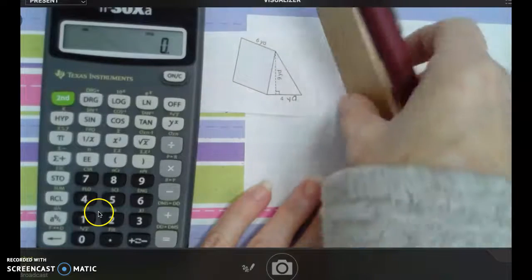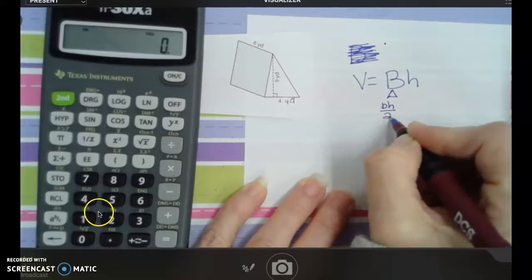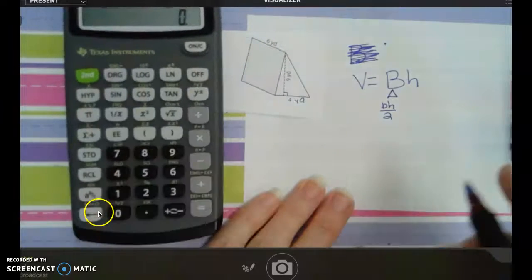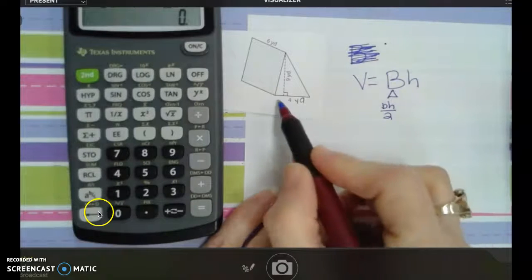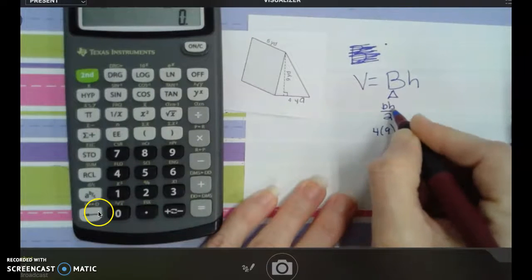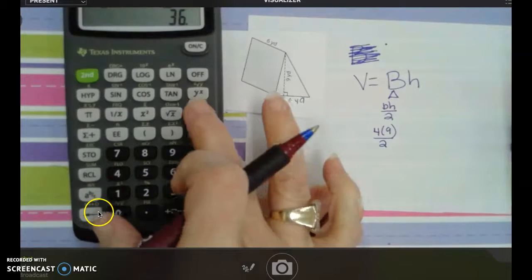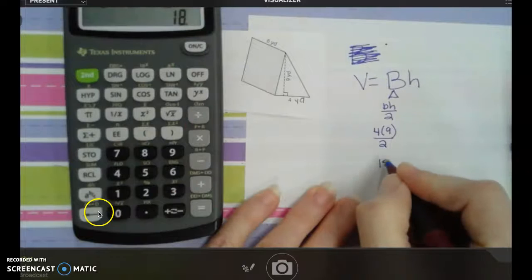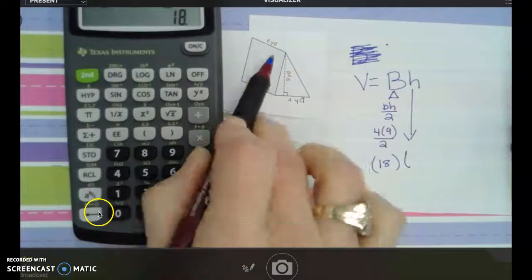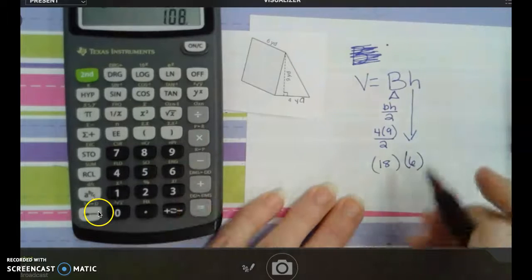So for the triangle, the formula is base times height divided by 2. Some of you may need to write down all the steps, some of you may not. If we look here, the base is 4 and the height is 9. So we have 4 times 9, that's base times height, and then divide that by 2. If you punch in 4 times 9 and then divide that by 2, we get 18. Now we're going to take that 18 and multiply it by the height, which is 6. So 18 times 6 gives us 108.